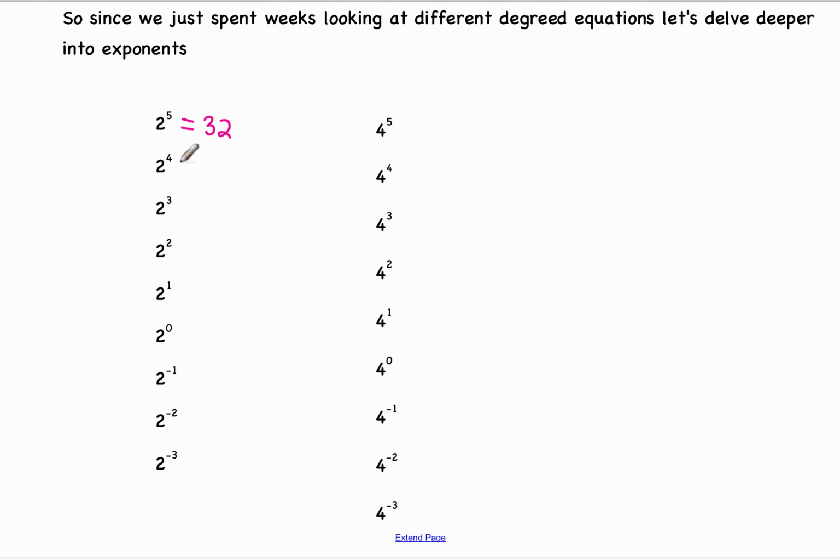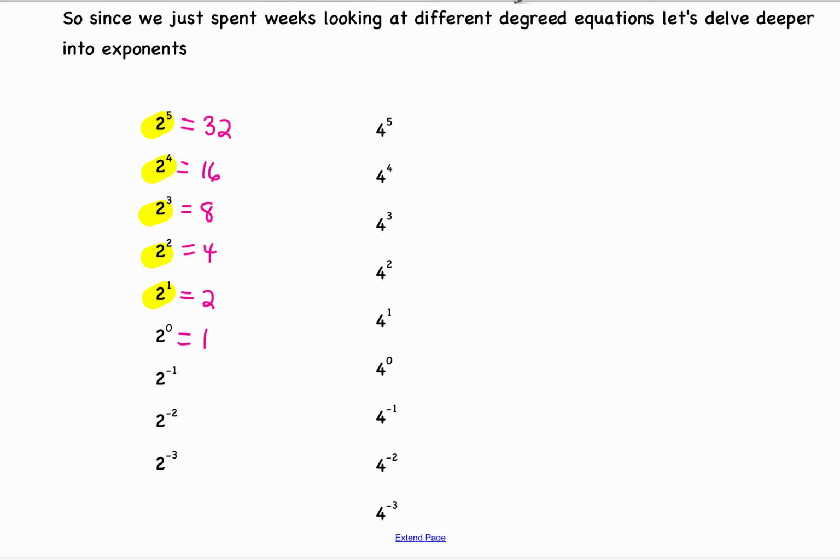We got 2 to the 5th is 32, 2 to the 4th is 16, 2 to the 3rd is 8, 2 to the 2nd is 4, 2 to the 1st is 2, and 2 to the 0 power is 1. Hopefully you just saw a lot of patterns there. In fact, you should have seen 3 patterns. Well, the first pattern you should have seen is the obvious. They're all base 2.